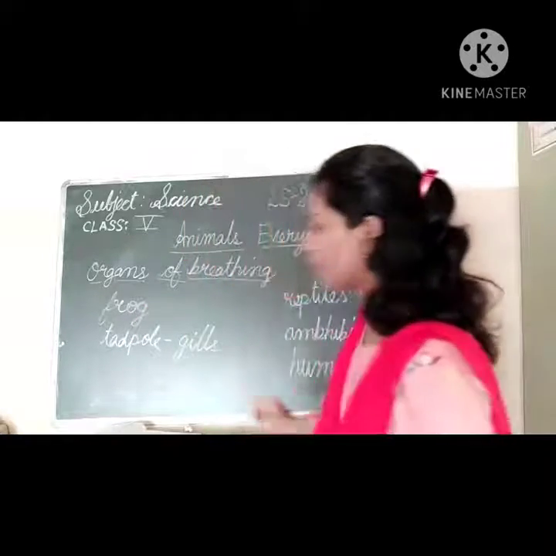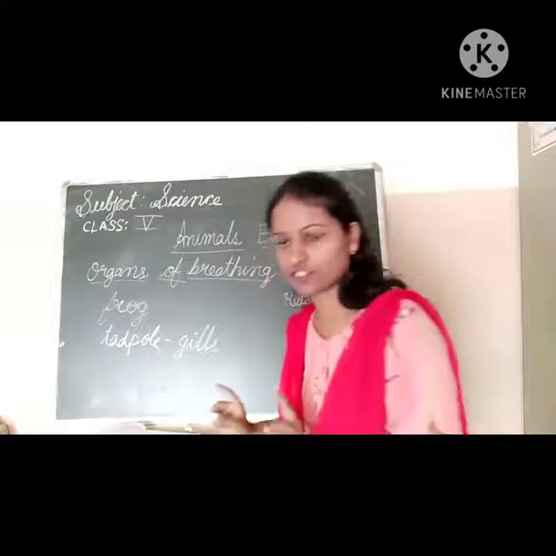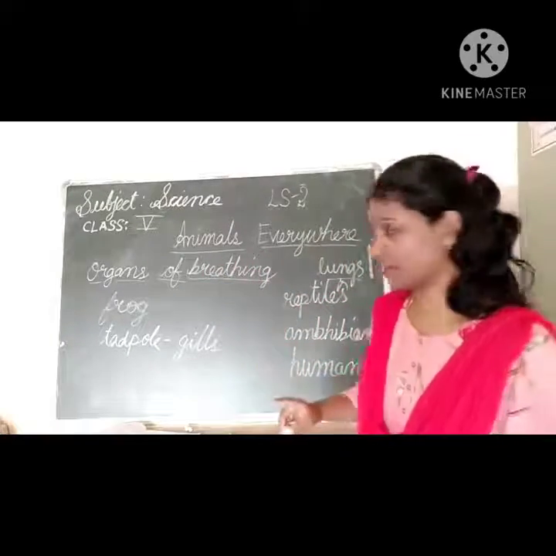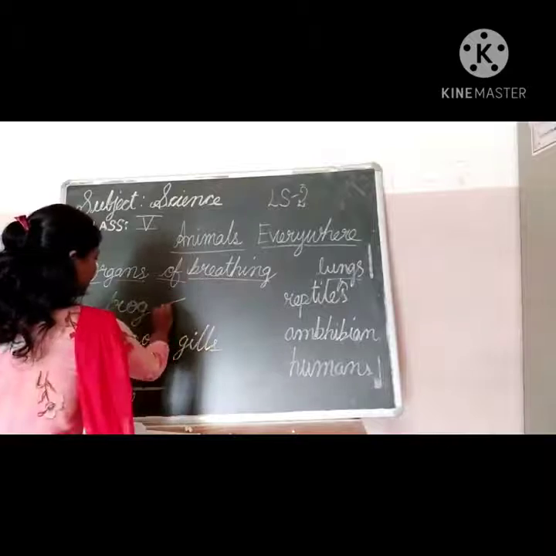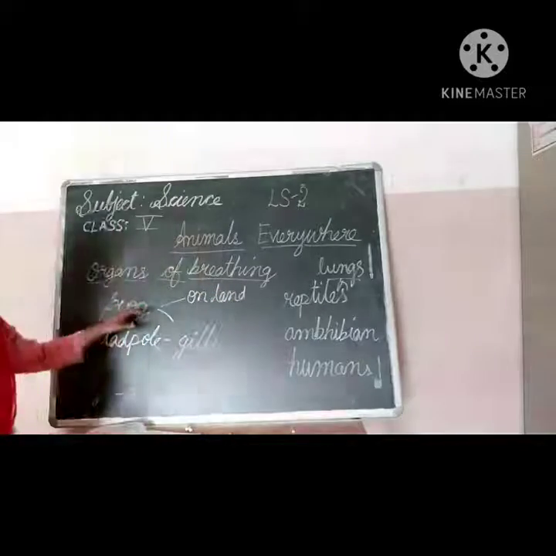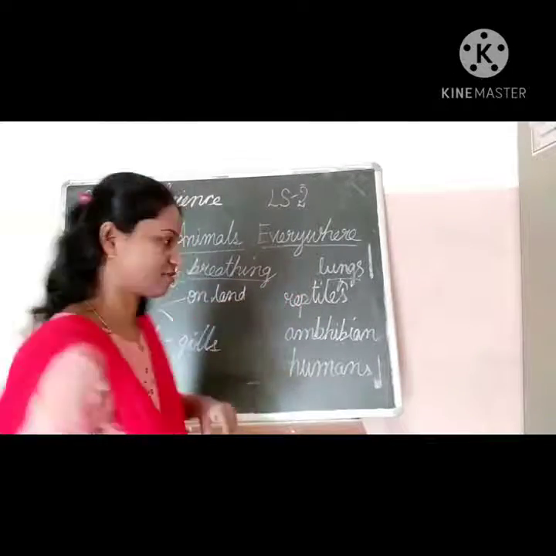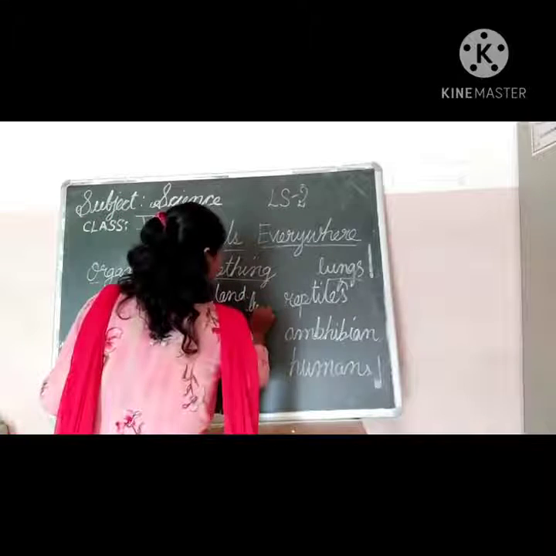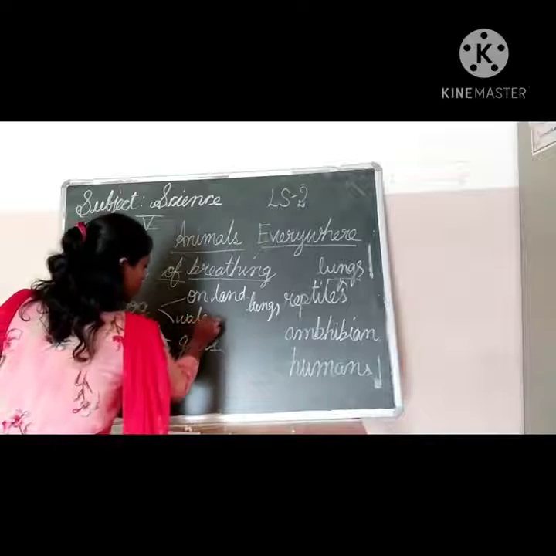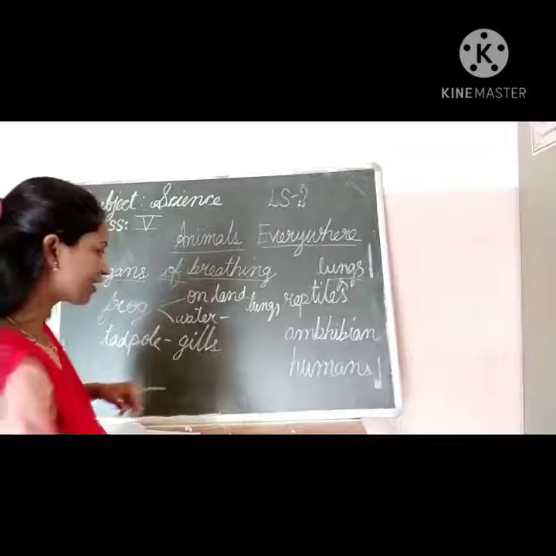A frog is an animal which can live on land as well as in water. Okay, children, on land it has lungs, and it has moist skin. So when on the land, it breathes through the lungs, and in water, they breathe through the skin.